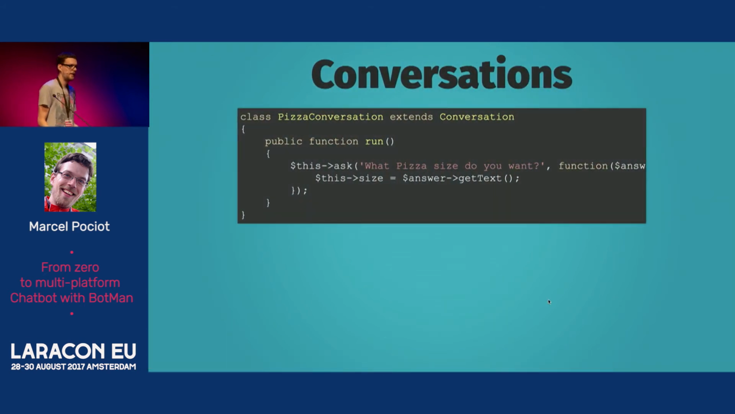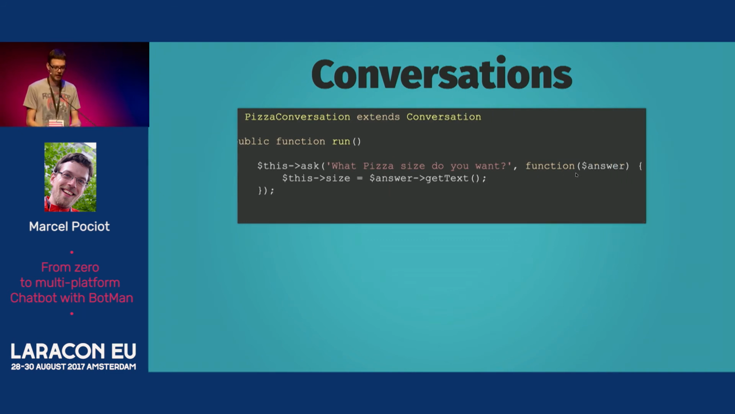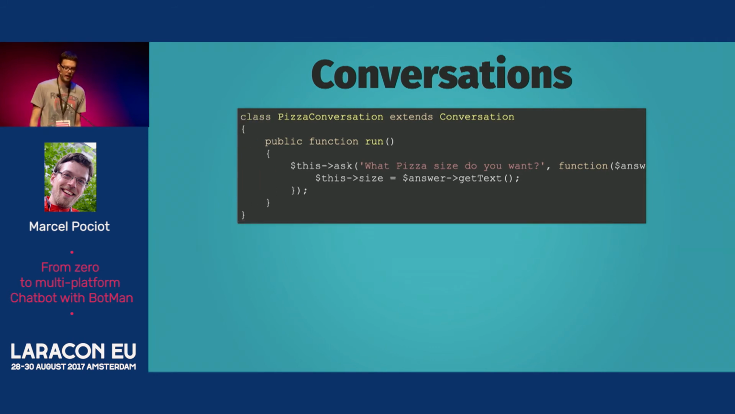So if you think back at the pizza example, that wouldn't work with just one question. So in BotMan, there's the concept of conversation classes that you can use to structure your user chatbot conversations. And each conversation has the run method, which is like the initial trigger of the conversation. So this run method always gets called when the conversation starts. And in the pizza example, we would just ask the user, what pizza size do you want? Then, once again, if he answers, we go to the closure with the answer, and we can just save this in a size property on the conversation class.